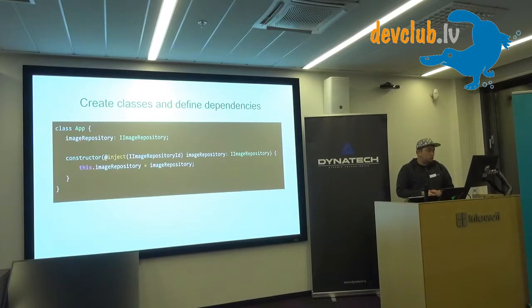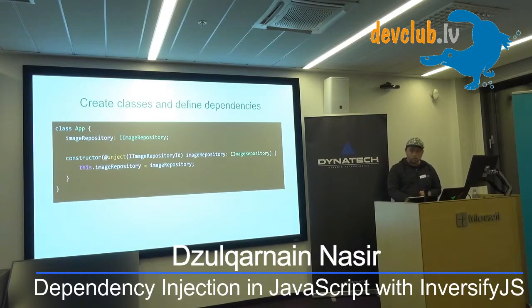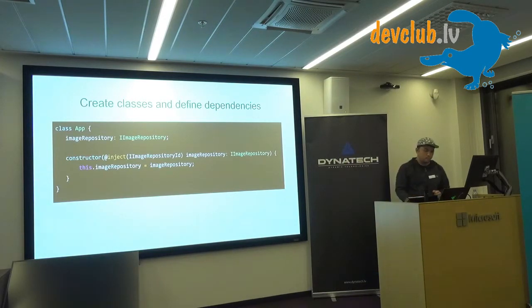Next, we create our classes and define our dependencies. As you probably have noticed, we have this inject decorator right there, and as you can see, we have that constant that we mentioned in the previous slide. What this does is that it essentially tells Inversify what you want to inject into this class as the value for this parameter.